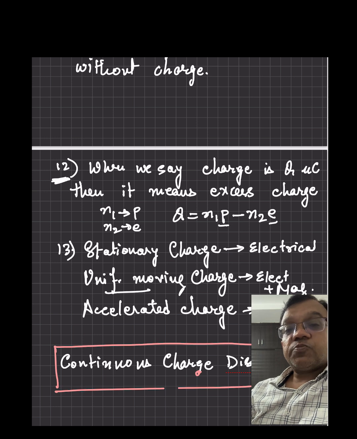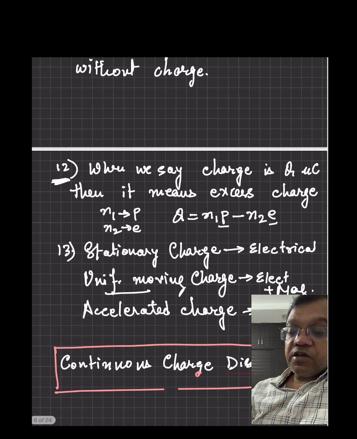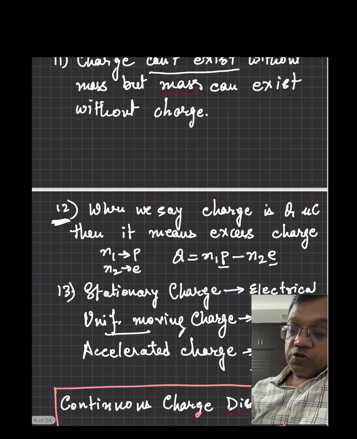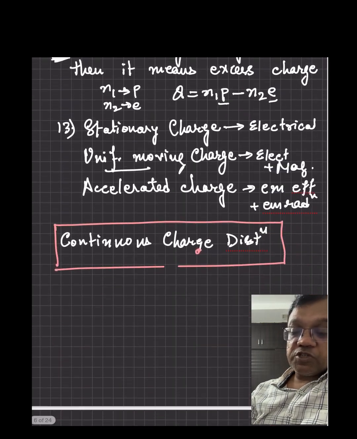And when a charged particle has accelerated motion, it has the electromagnetic effect as well as it will emit electromagnetic radiation. It means it will lose energy also. So this is all about the properties of charge.